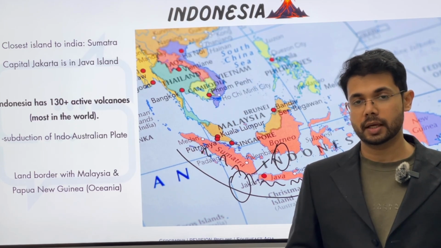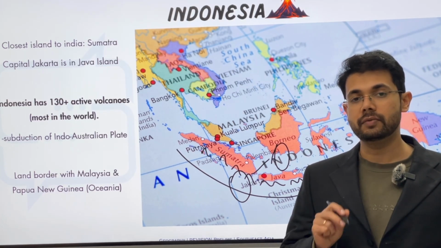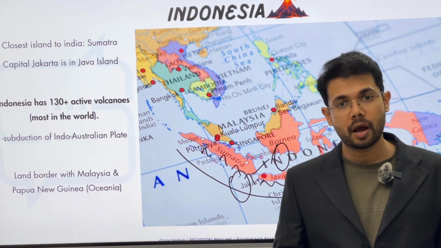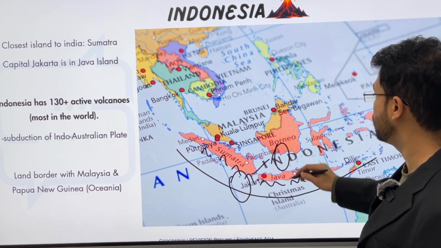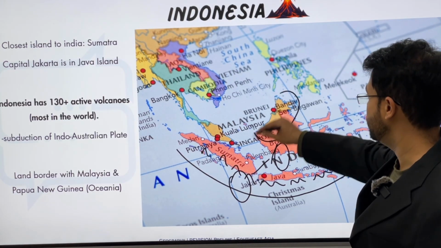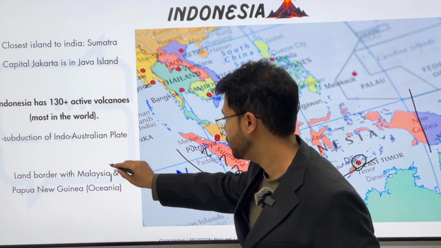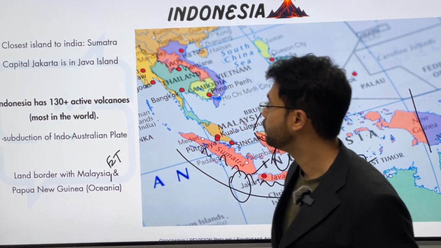Now, Indonesia, remember, has very few land borders because it is at the end of the day an island arc. What land borders are we talking about? We're talking about Malaysia, East Timor, and Papua New Guinea. So over here there will be a connection. There is East Timor as well.